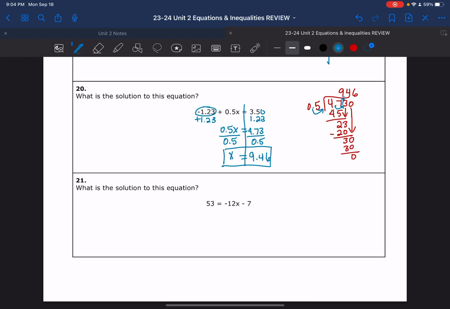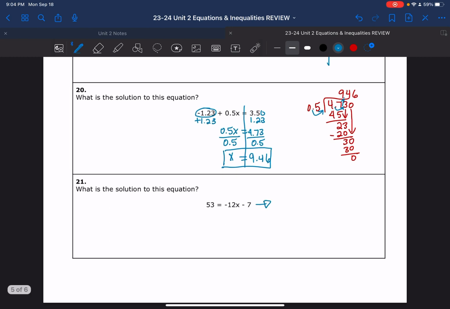All right, let's do number 21. Again, I don't like putting it this way. I like actually solving it this way. Negative 12x. Now remember that negative has to go with it. Minus 7 is equal to 53. Now we can solve it. This is our constant. We're going to add 7. So 53 plus 7 is going to give me 60. And then I'm going to bring down negative 12x. I'm going to divide by negative 12 on both sides.